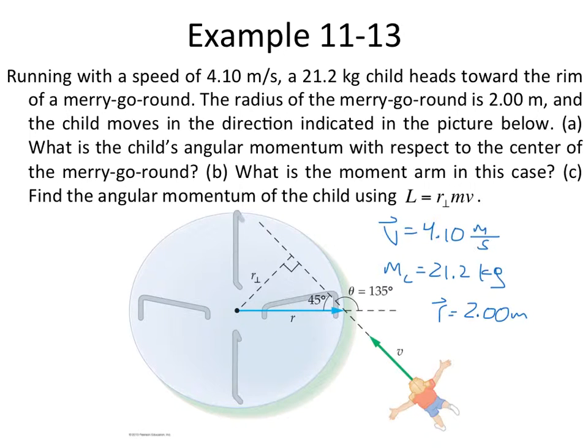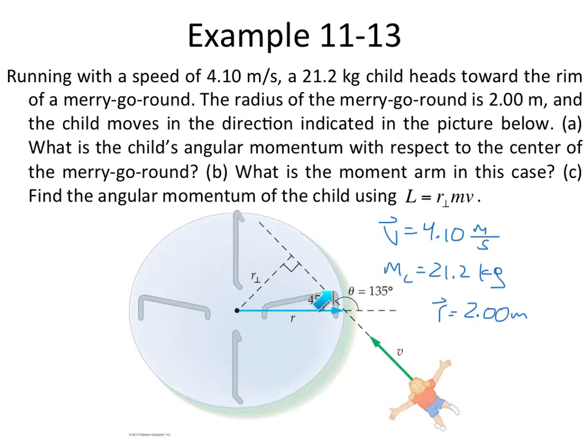Clearly, this child has not taken physics yet and doesn't realize that if they're running towards the edge of the merry-go-round, the best angle to approach the edge would be tangentially. Well, this person is not approaching the edge of the merry-go-round tangentially. They're hitting it not quite straight on, but at a 45-degree angle, or you might say a 135-degree angle, if this is your velocity and that's your radius right there. Either way, the sine of 135 and the sine of 45 is going to be the same thing, so we need to take that into account when finding their actual angular momentum.